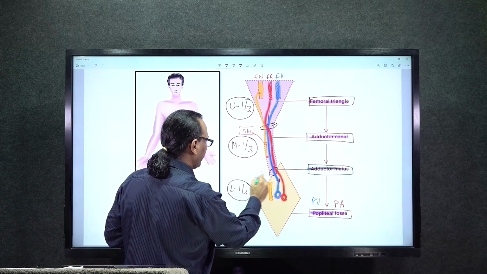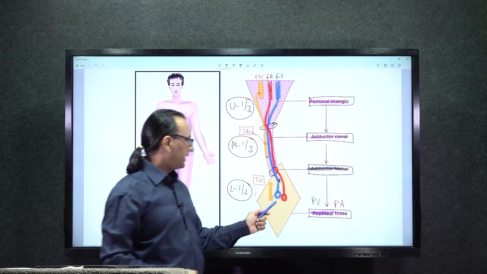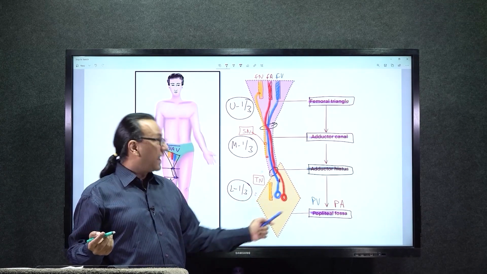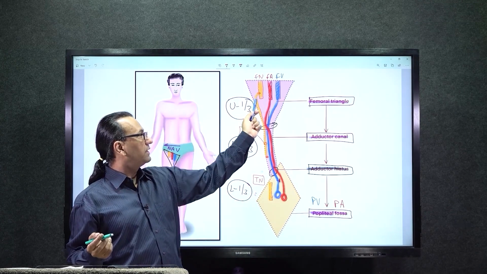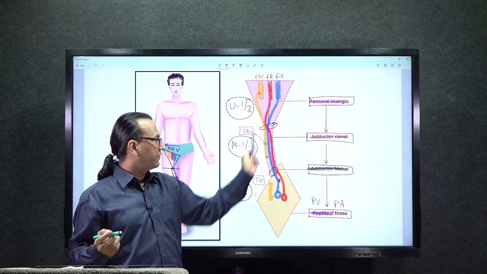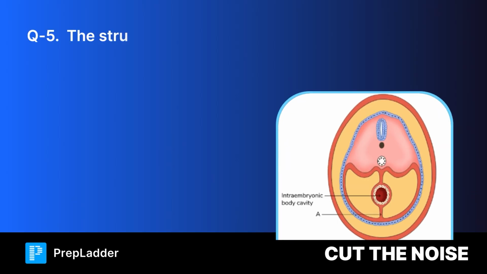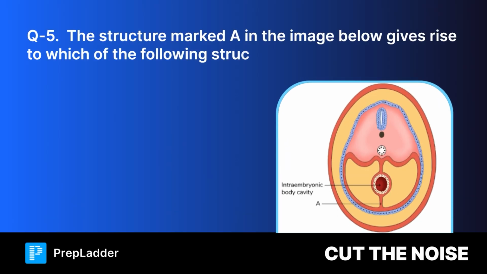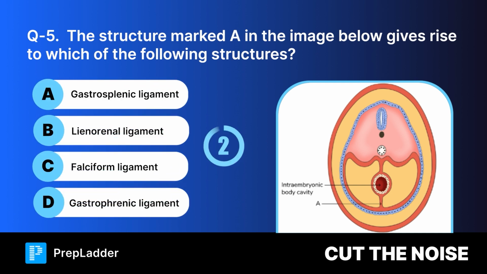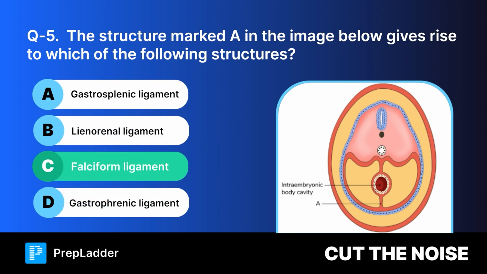Hence, it becomes evident that each compartment has one individual nerve. In the femoral triangle, you have the femoral nerve. In the adductor canal, we have the saphenous nerve. And in the popliteal fossa, we have the tibial nerve. Question 5. The structure marked in the image below gives rise to which of the following structures? Your options are, and the correct answer is falciform ligament.